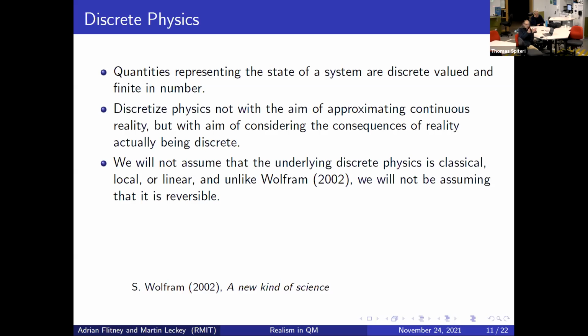We're going to discretize physics not with the aim, as some people have done, such as Gerard 't Hooft, of approximating a continuous reality. We're going to say, this is actually what reality is like, and then we're going to explore the consequences of that. And we will not assume that this underlying discrete physics is classical, local, or linear. Stephen Wolfram assumes that it's reversible. He has cellular automata, a method of discretizing reality, so we're not going to assume that either. Next slide.